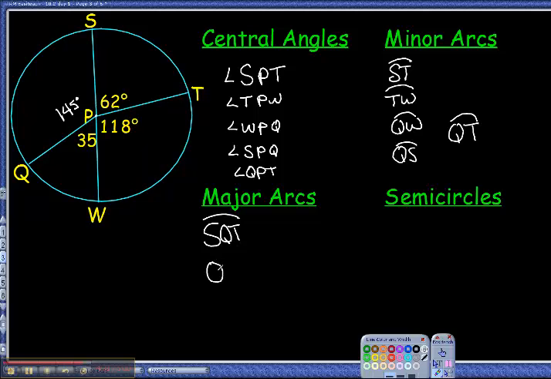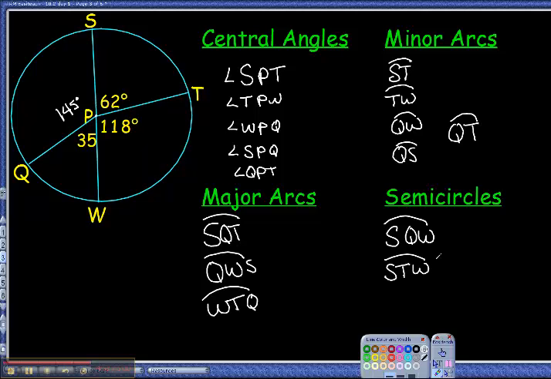Another example would be arc QWS, or arc WTQ. There's lots of major arcs. As long as we're getting the idea, they have to be greater than 180. Now there's only two semicircles. If you check some measures here, SQW would equal exactly 180 degrees, along with STW. Semicircles have to be exactly 180 degrees.